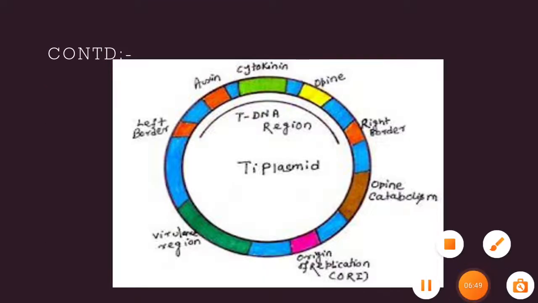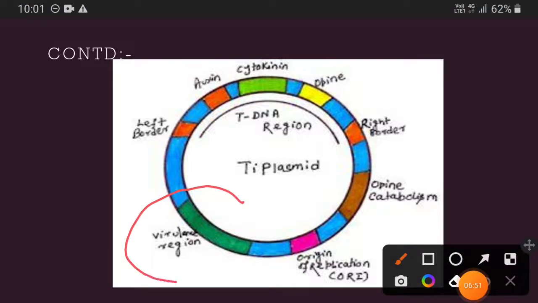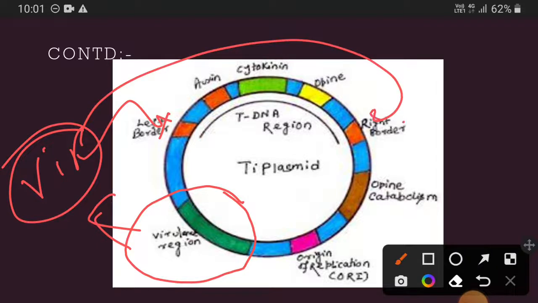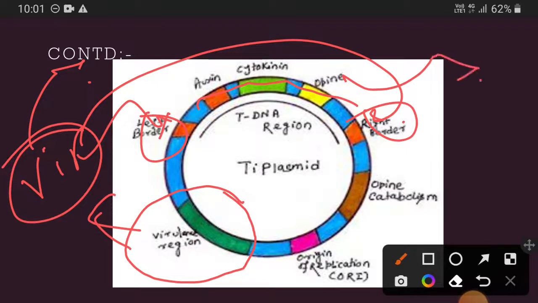And remember, here the main and key roles are played by the virulence region. Okay, they are producing various kinds of vir genes. These vir genes are not only involved in cutting the tDNA from the two borders, but also a type of vir gene that we are going to discuss in our next video is used to transfer the portion of the tDNA inside the nucleus of the plant cell.